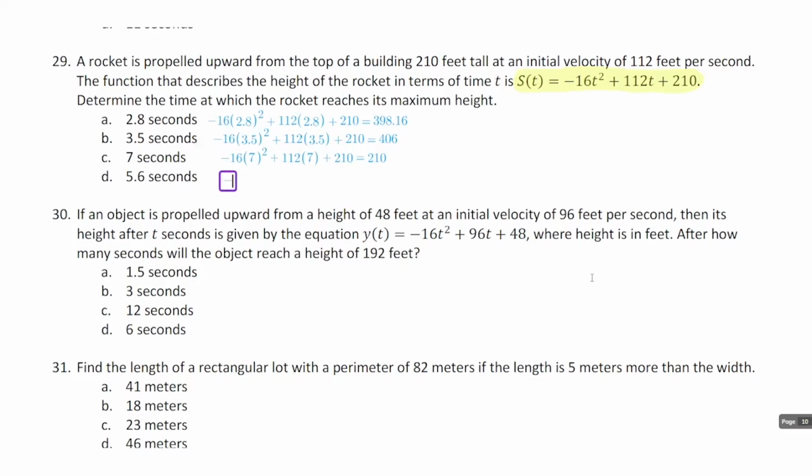Here's 5.6, so we got negative 16 times 5.6 squared. Got a lot of extra stuff here. Let's fix that up. Plus 112 times 5.6 plus that last 210, and let's see what we get here. Just typing this in, replacing the 7 with a 5.6, and I'm getting 335.44. So we can see that the time at which our height is maximum is going to be 3.5 seconds, because this number is the biggest.